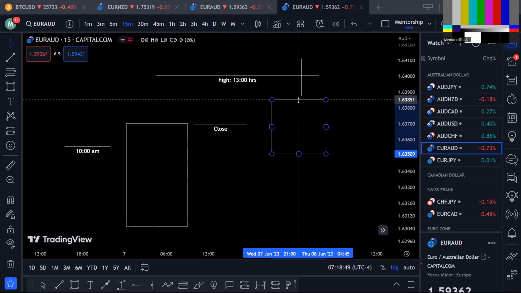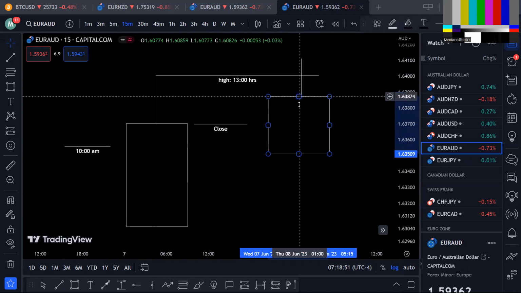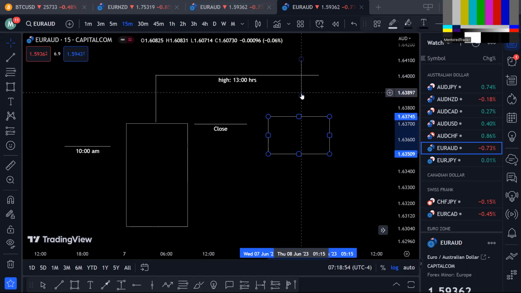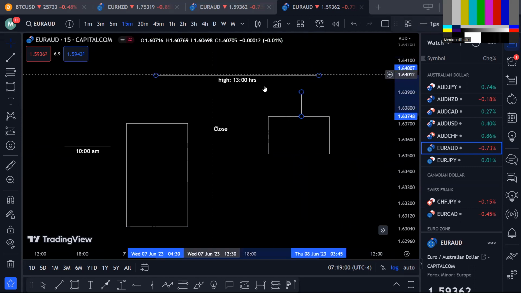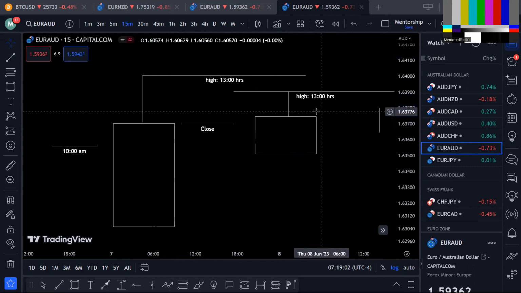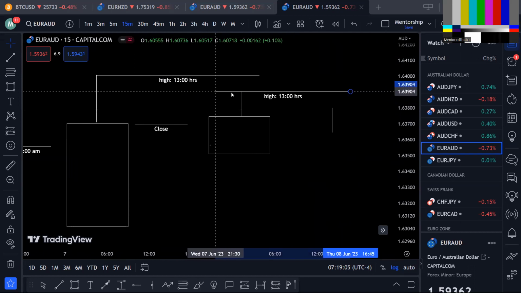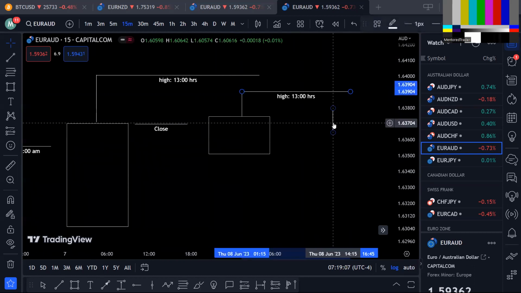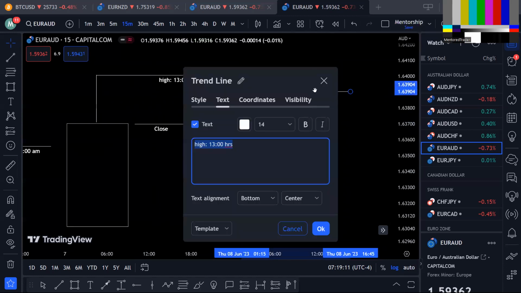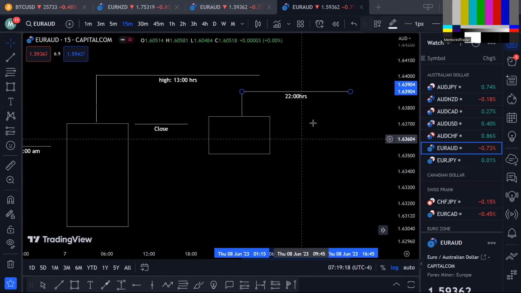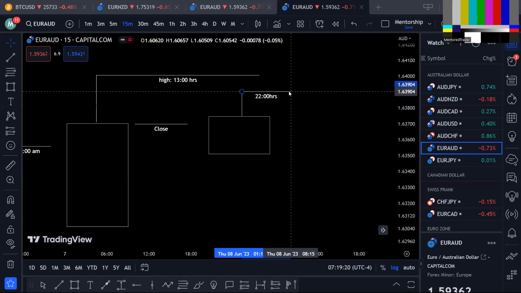I want to see specifically the hour in New York. That is Sydney open. So this here must be 2200 hours only. Okay, 2200 hours only. 2200 hours only, New York time.